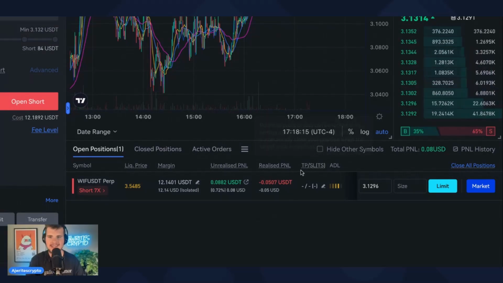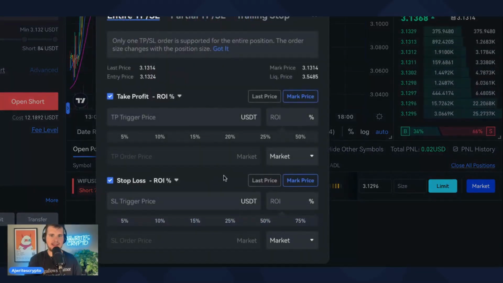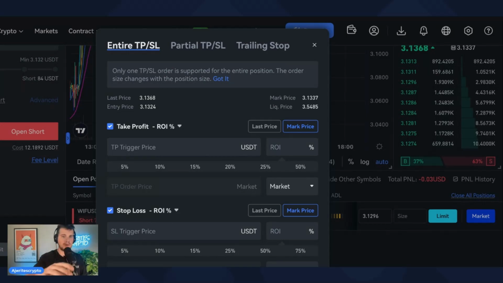And right here, it says TP and SL. That's take profit and stop loss. Let's click this little pen right here and get this set up. So basically for your entire position, if you wanted to get completely out at this level or take all your profits at a certain level, you would go with entire.